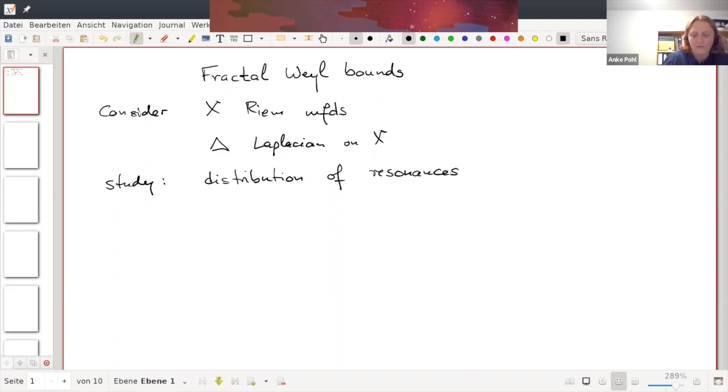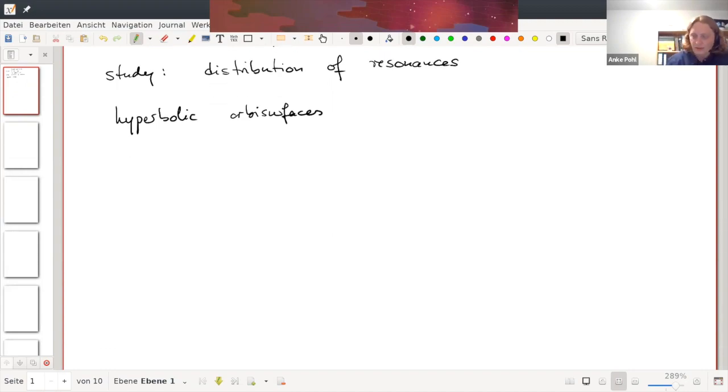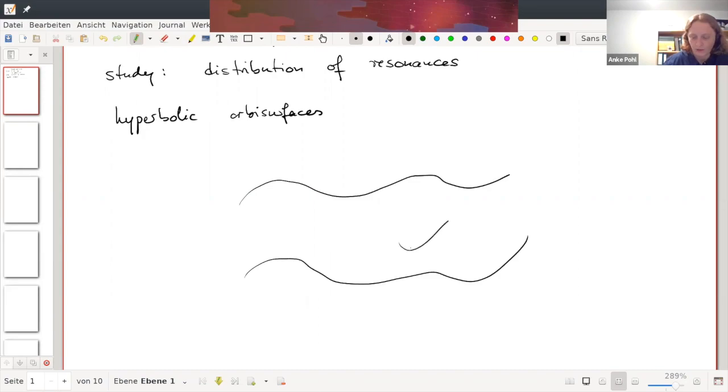So instead of considering all kinds of Riemannian manifolds, what I actually want to consider today is hyperbolic surfaces, or orbifold surfaces, however you want to call them. Let me draw a picture of how they look. A typical hyperbolic surface looks like this. There's a compact core, a compact part. It can have any number of holes in it, so any genus is allowed.